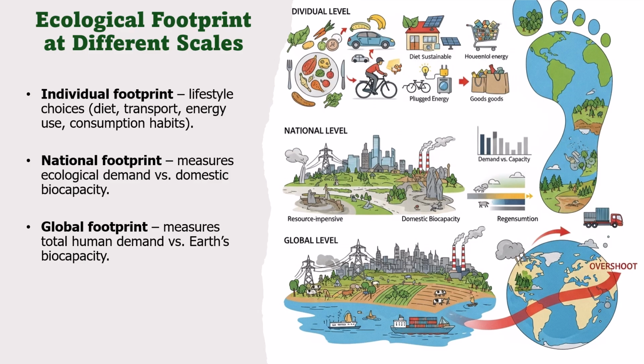At the individual level, it reflects personal lifestyle choices such as diet, transportation method, household energy use, and overall consumption habits. At the national level, it compares a country's total ecological demand with its domestic capacity, showing whether it is living within its means or relying on resources from elsewhere. Finally, at the global scale, it measures humanity's total demand against Earth's biocapacity.